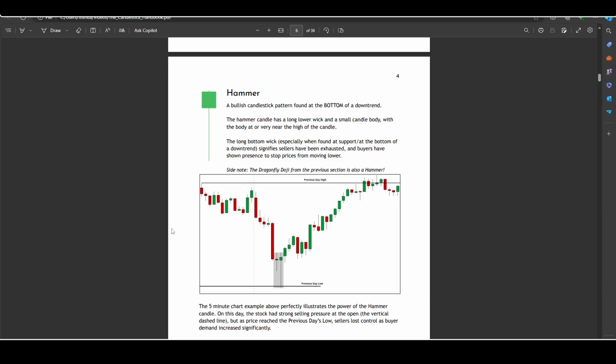Hammer. And this is one of my favorite candlesticks. If you don't know about this one and you've been around me for a while, definitely join in on the streams more. But the hammer, a bullish candlestick pattern found at the bottom of a downtrend. The hammer candle has a long lower wick and a small candle body with the body at or very near the high of the candle.